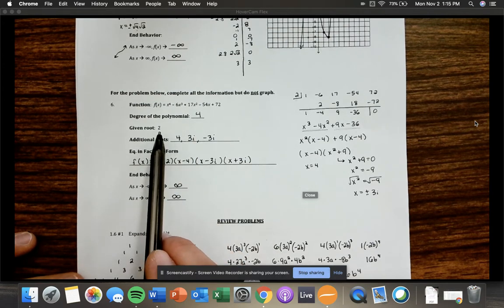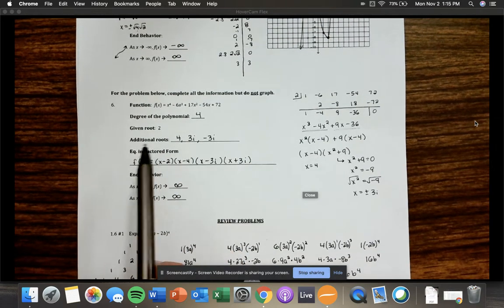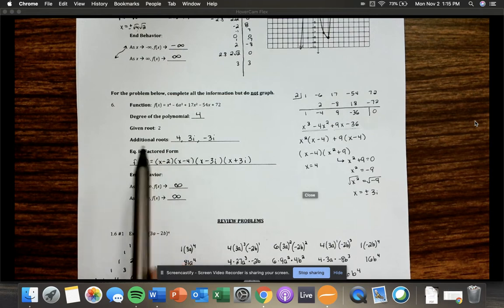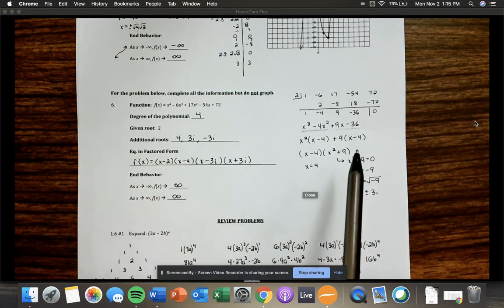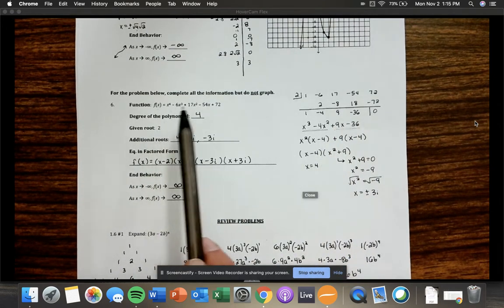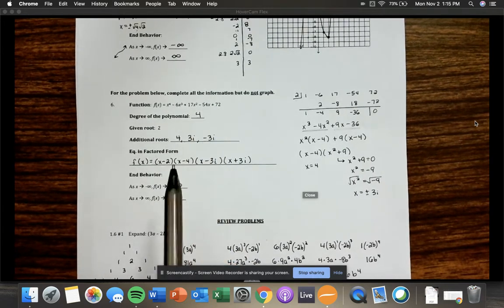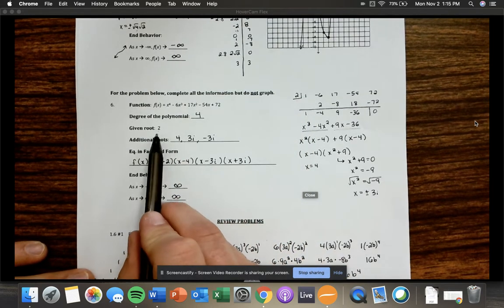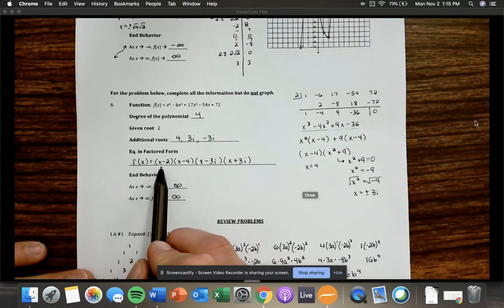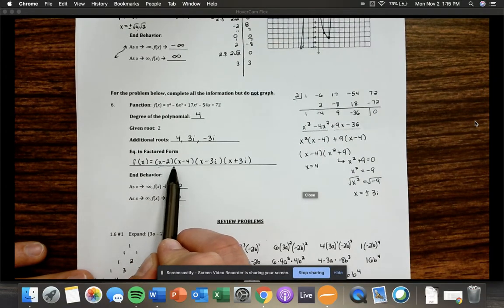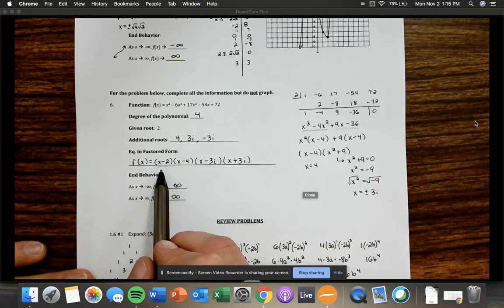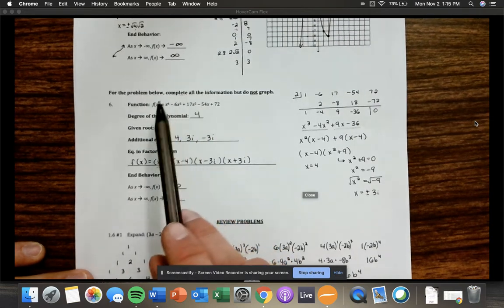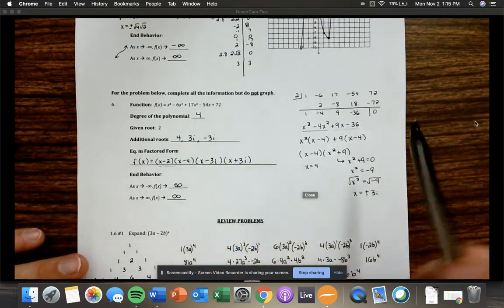Now it gave us the root of 2. So if I want to know the additional roots, I'm going to have to use synthetic division, because I can't factor this using any method that I know of right now. But what I can do is divide, because it told me it's got a root of 2, which means that one of the factors is x minus 2. And I can divide to see what I have left in the function, and maybe I can factor that.